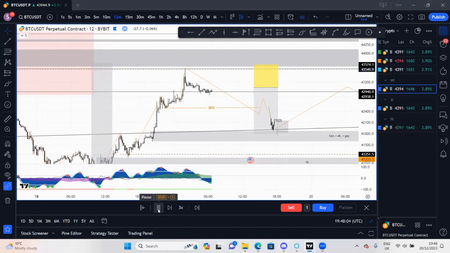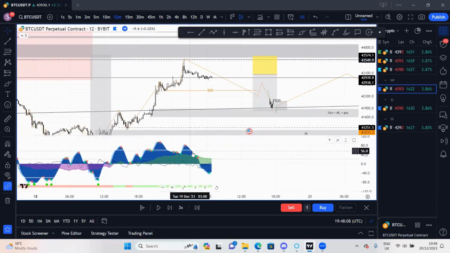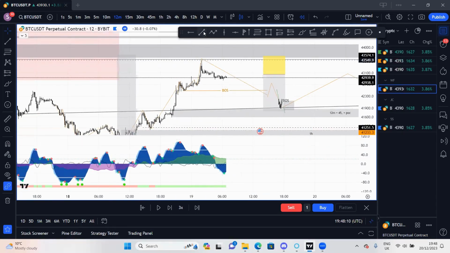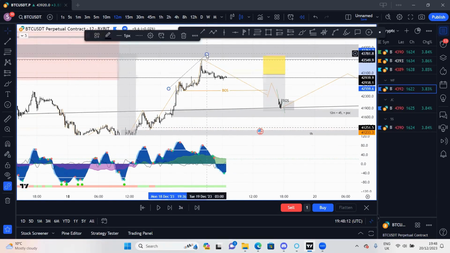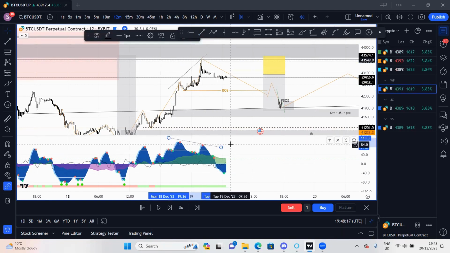So on a 12-minute, we're looking for the divergence. I'm going to zoom in here so we can see Market Cipher. And there we have it. We have our Market Cipher divergence. What is a divergence? A divergence is when price and momentum do diverging things. As price goes up, momentum goes down, or as momentum goes up, price goes down. So what we have here is a bearish divergence.